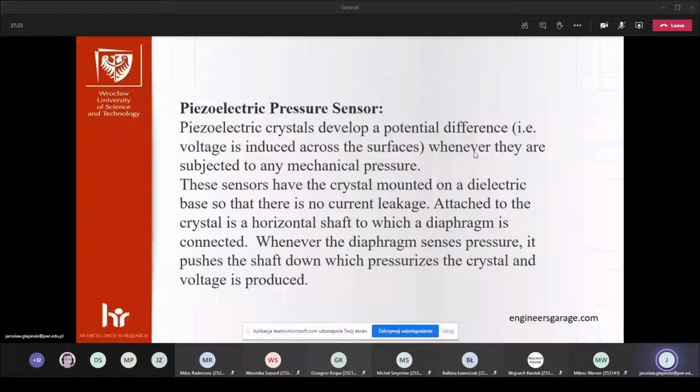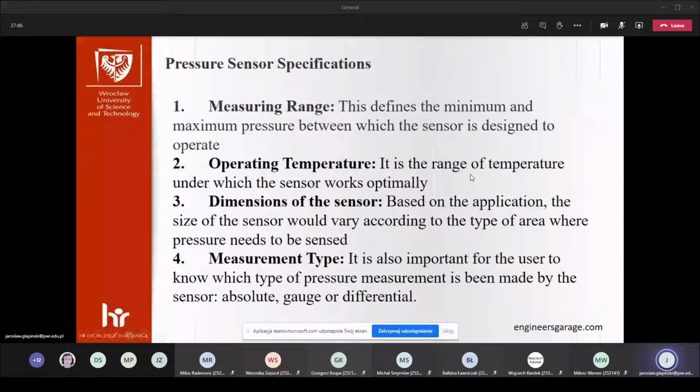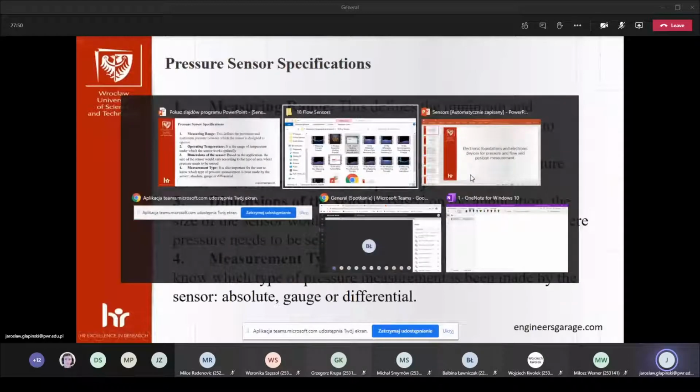But of course, I hope you in the future will discover something more efficient, more frequent, more stable, something better than this. Okay, so generally nowadays we've got some pressure sensors. I will show some examples of this, I hope.